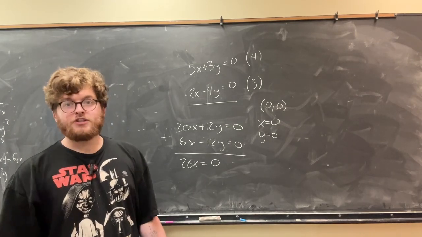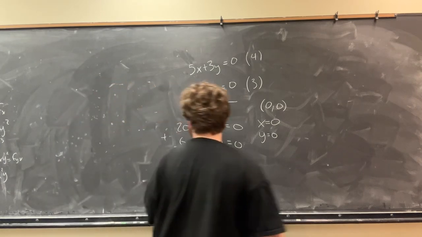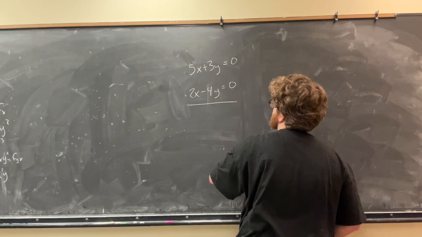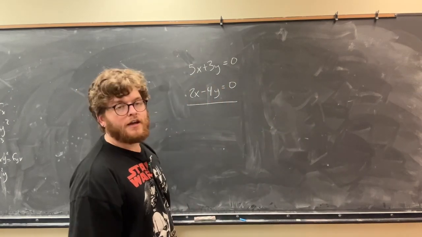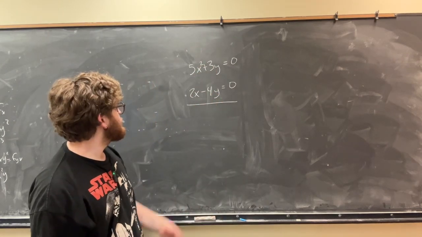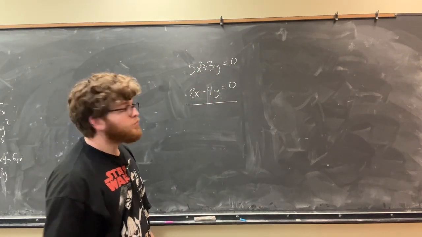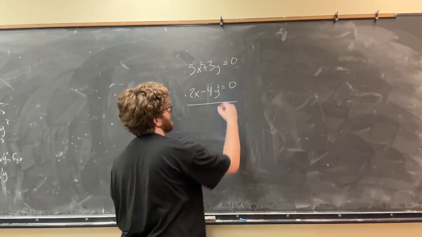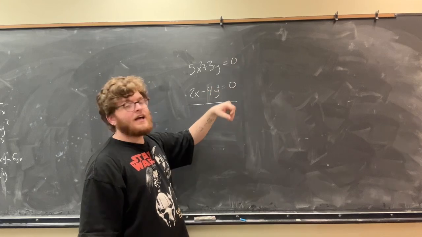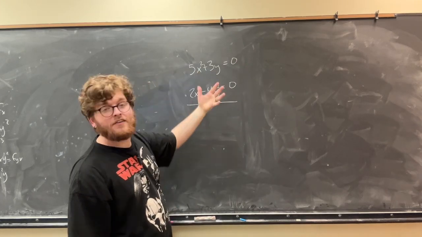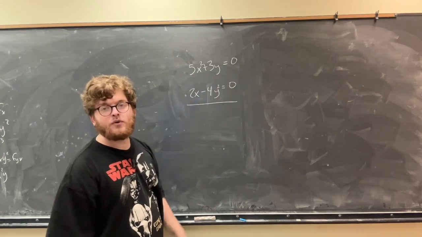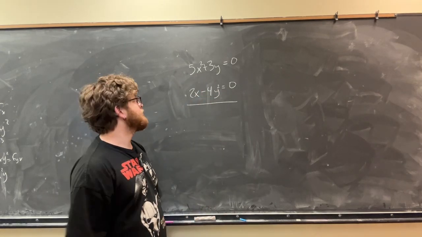What if we make the situation a little more complicated, though? What if instead of just 5x plus 3y, I did 5x squared plus 3y? Instead of 2x minus 4y, what if I did minus 4y squared here? I can't just add these together. If I multiplied this by x and then tried to add them, I'd have this weird xy term. So instead what I can do is solve one of these equations for one of the variables in terms of the other.